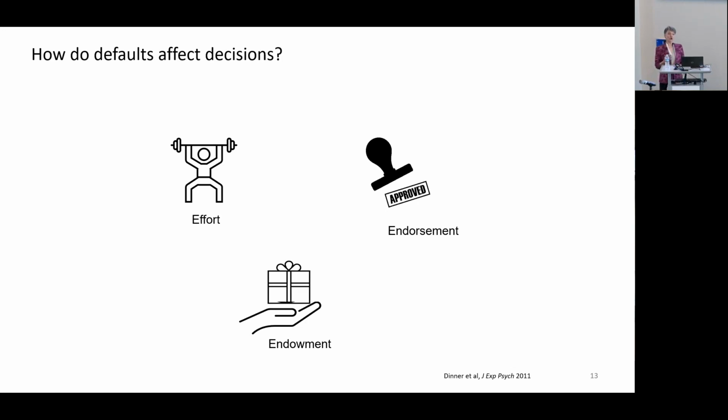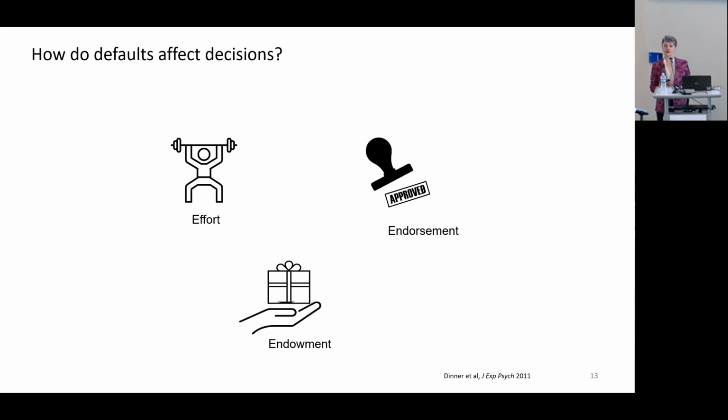Endorsement. It looks like the default has been endorsed, got the stamp of approval by somebody. Often that, in fact, is the case, that either the designer of the policy or the designer of the technology made it, or perhaps maybe the majority of your peers have decided that that's the thing that they're doing. So we see decision makers often infer that there's endorsement, even if it isn't explicitly stated.